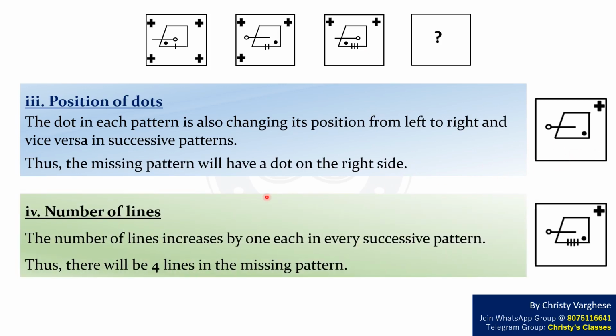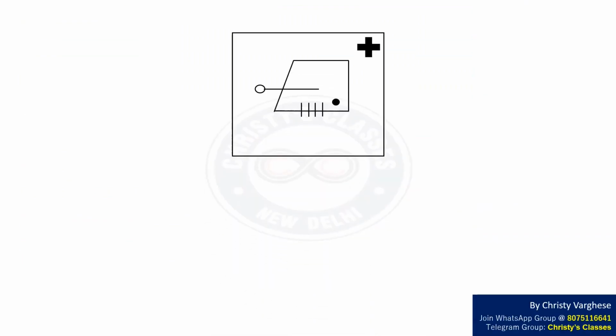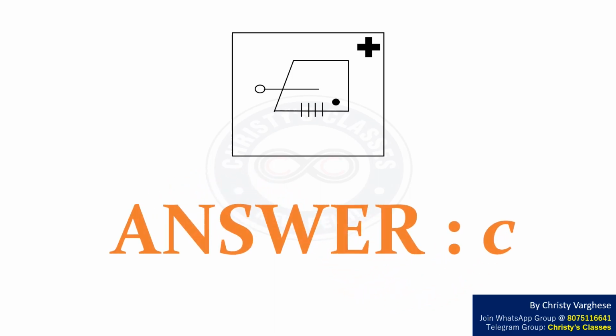Next is the number of lines. The number of lines increases by 1 in every successive pattern. Thus, there will be 4 lines in the missing pattern. Hence, the right answer to the question is option C.